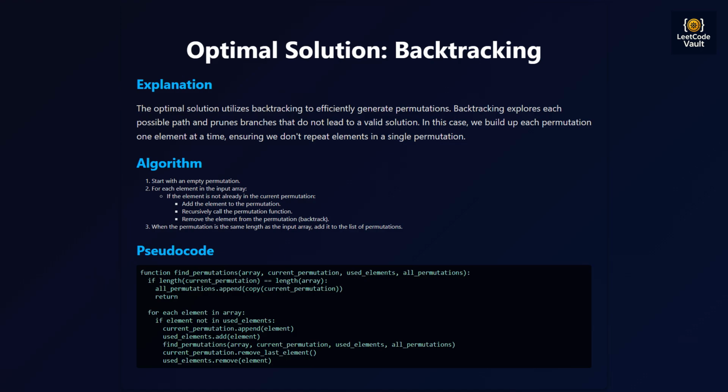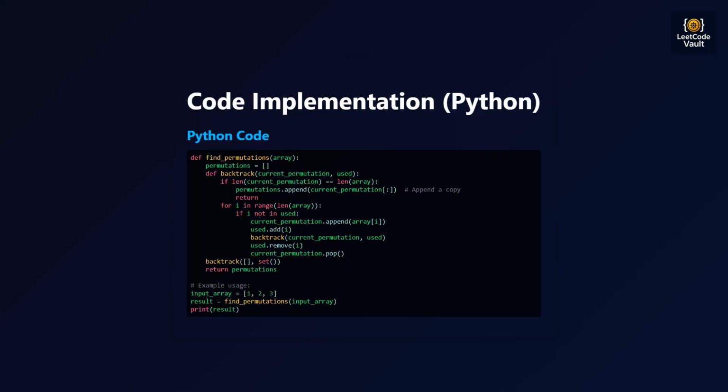This recursive exploration systematically generates all possible arrangements without redundant computations. This backtracking approach dramatically improves efficiency. Code implementation. Let's see the code in Python. We'll define a recursive function that takes the input array and the current permutation as input. The base case is when the current permutation has the same length as the input array. In this case, we've found a permutation and add it to our result list.